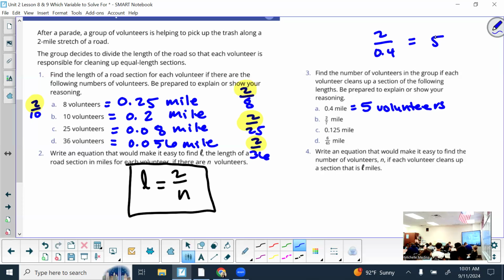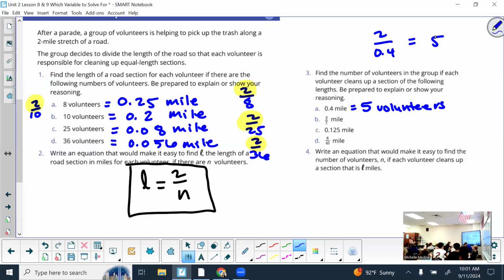All right, class, does that sound like a good answer? If I did the reverse, like what we did earlier, given the volunteers, if I do 2 divided by 5, do I get 0.4? Yeah, so that sounds pretty good.